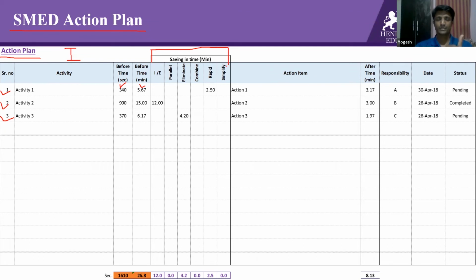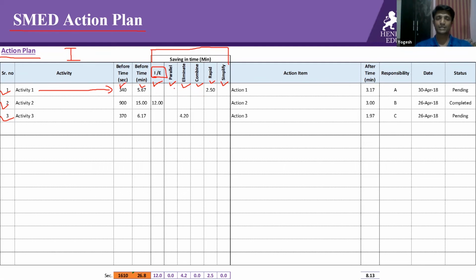So remember, as said earlier, internal and external. What we need to do is take the first activity and find out in which way we can eliminate or reduce the time: whether we can convert it to external, whether we can do it in parallel, whether we can eliminate the activity, combine it, rapid the activity, or simplify the activity. In any case, we can use multiple things, like combining and, while combining, doing it rapidly, or combining and simplifying it, or doing parallel activities while combining those two activities. So we can use a combination of all these criteria together, right?